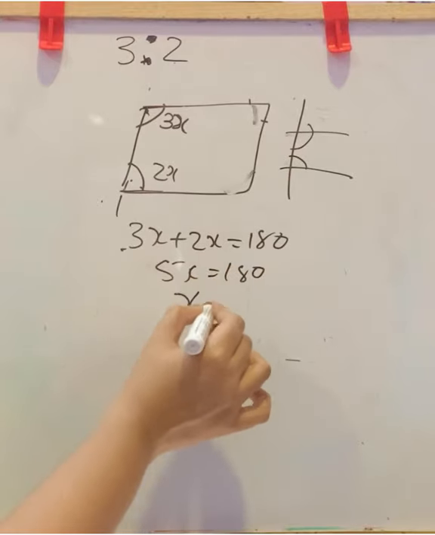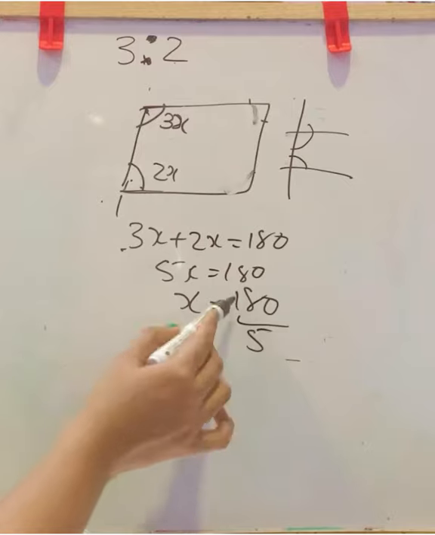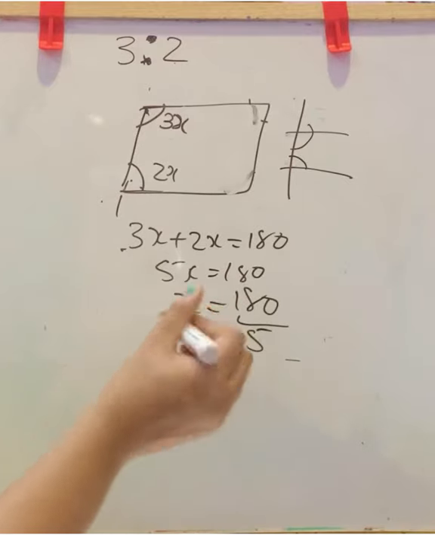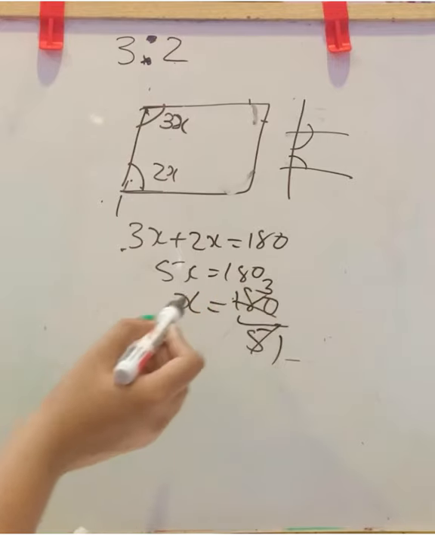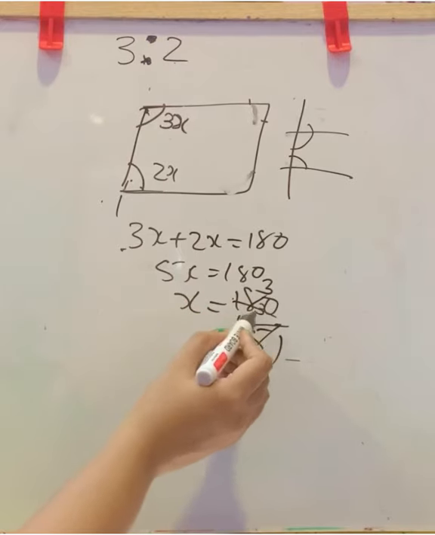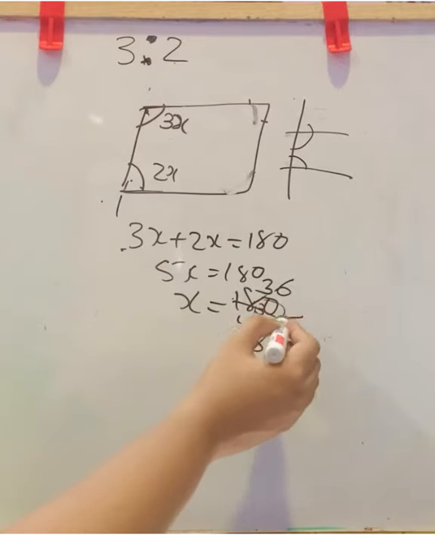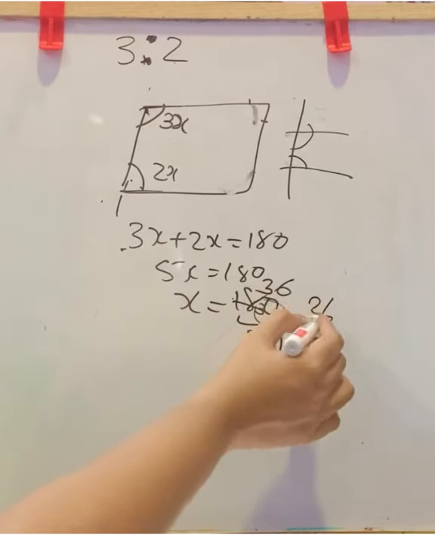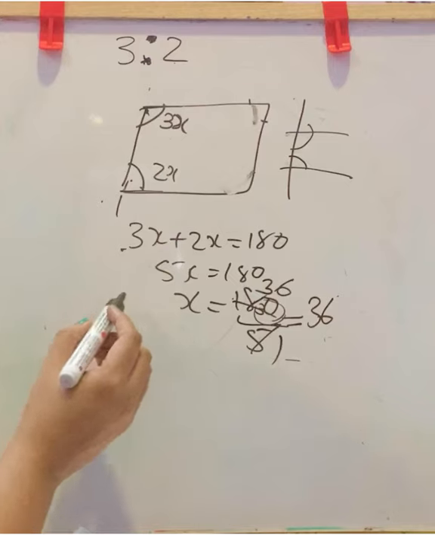From this, x is equal to 180 by 5. 5 is taken to RHS, it goes to the denominator. 180 divided by 5. In that, 5 is a common factor. 5 ones are 5. In 18, 5 threes are 15. Balance will be 3. This becomes 30. In 30, 6 fives are 30. So x is 36.